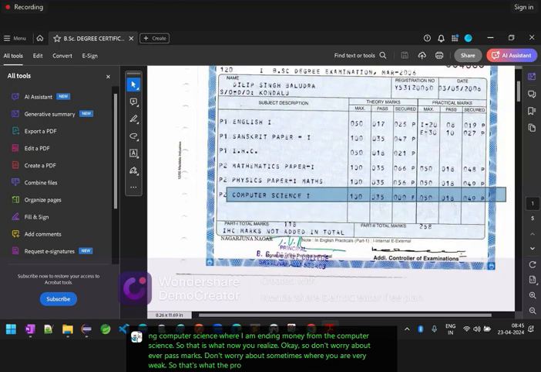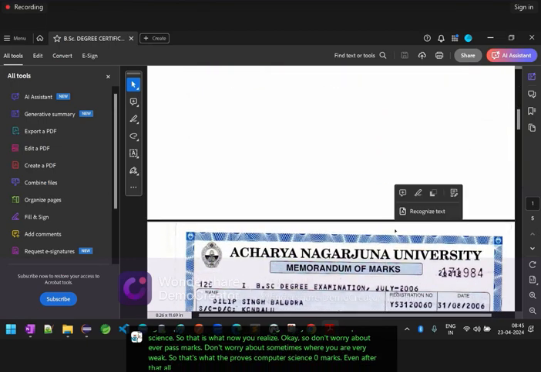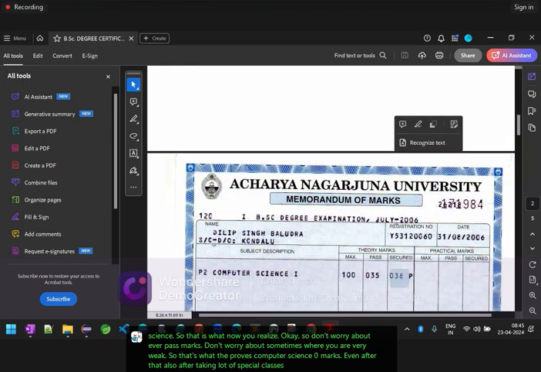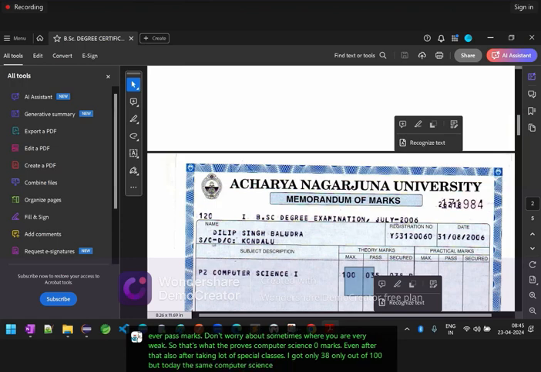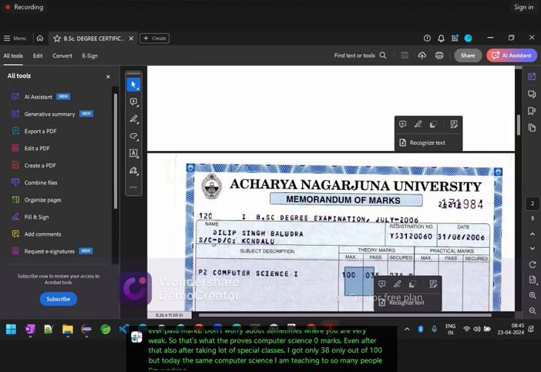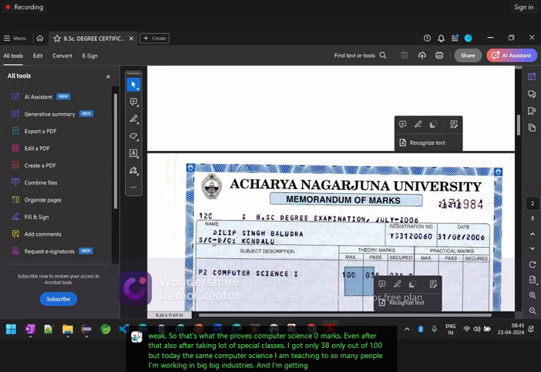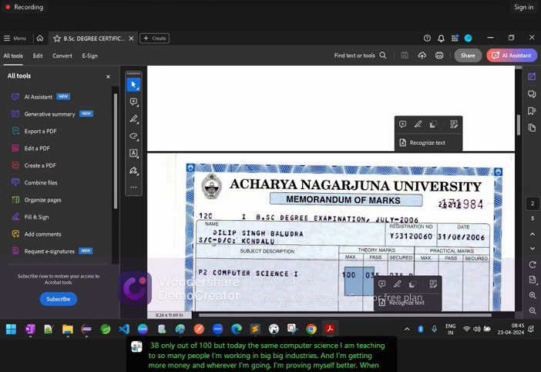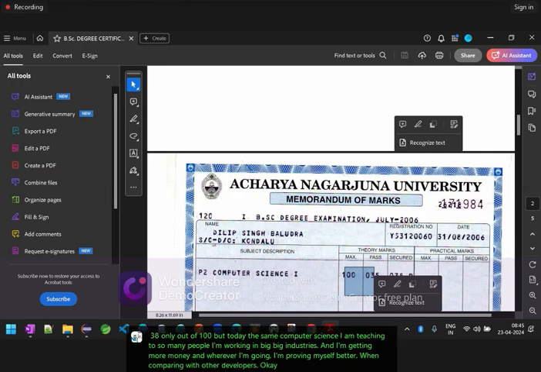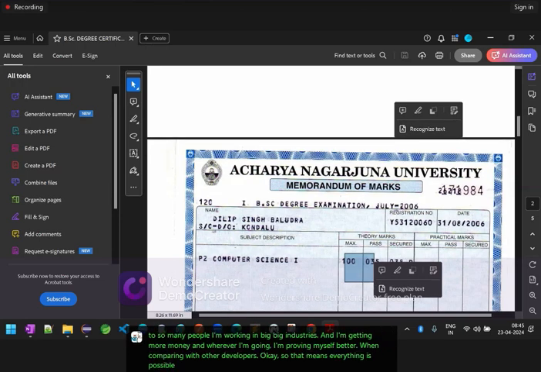Computer science, 0 marks. Even after taking a lot of special classes, I got only 38 out of 100. But today, the same computer science, I am teaching to so many people. I'm working in big industries and I'm getting more money. Wherever I'm going, I'm proving myself better when compared with other developers. So that means everything is possible.